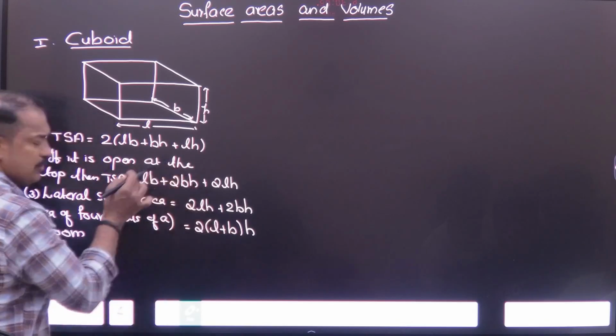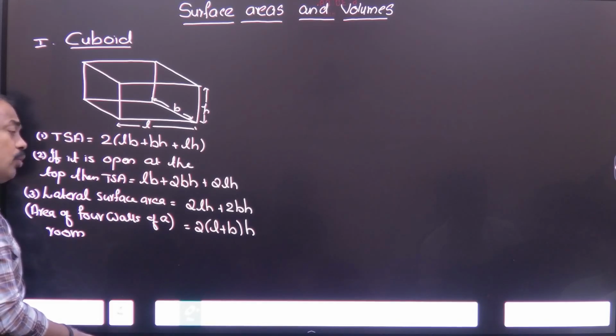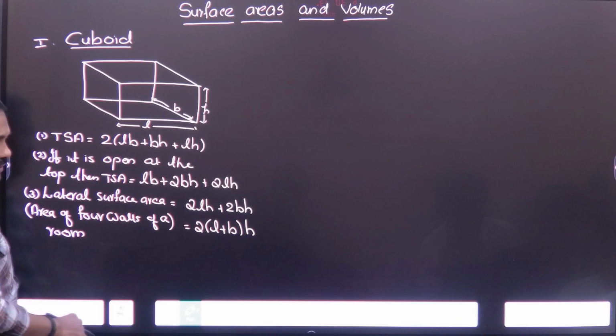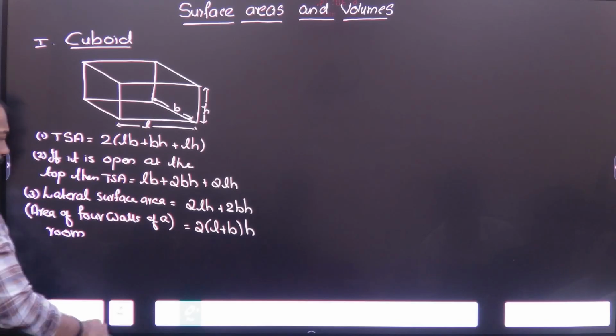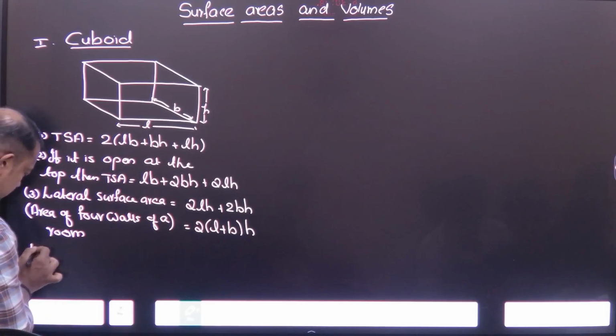What is 2 into L plus B? Perimeter of the rectangle. The perimeter of the rectangle into height. That is called lateral surface area. So ये याद कर लो, 2 into L plus B into H. Next.